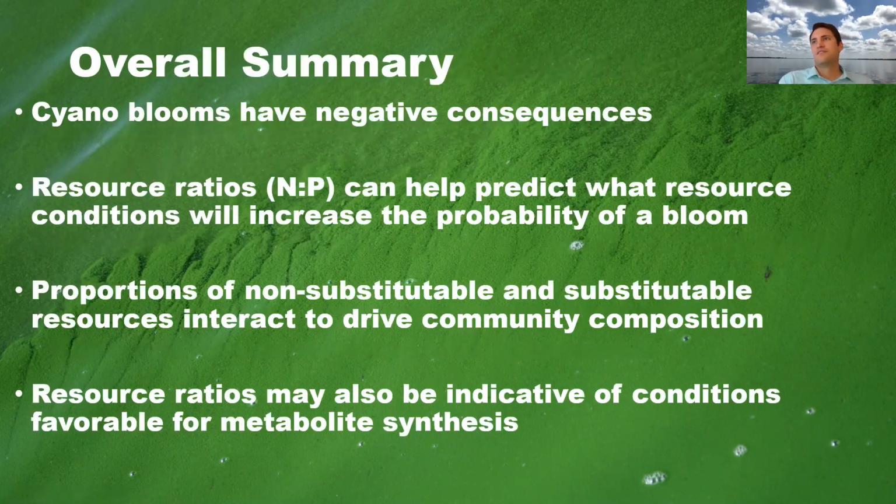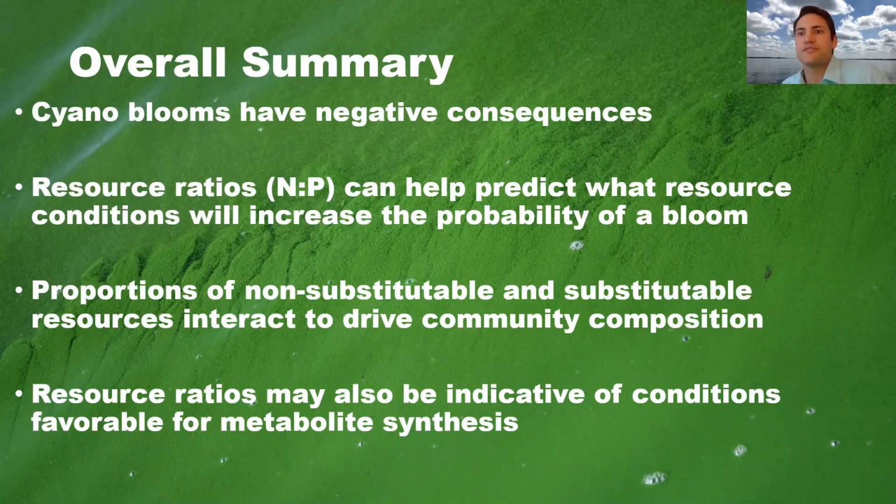So the overall summary. 1, cyanobacteria blooms have negative consequences. They are not good things. They're not good things for the humans that rely on that water. They're not good things for the ecosystem. They're not good things to live around, and they have detrimental effects. Additionally, resource ratios, the resources that fuel these blooms like nitrogen and phosphorus, can help predict what conditions will increase the probability of a bloom.